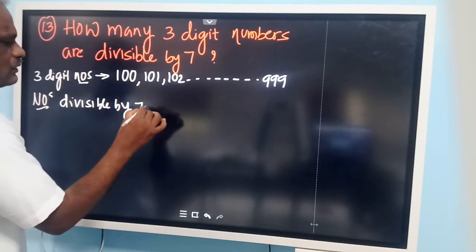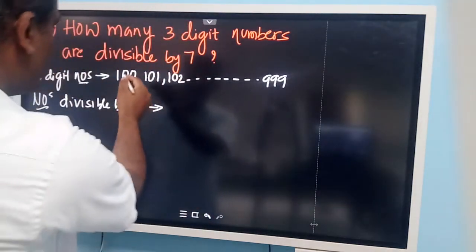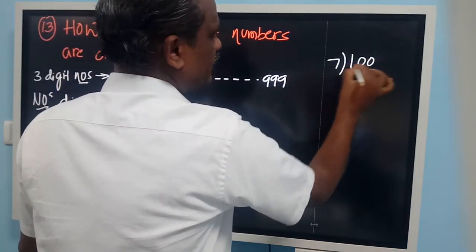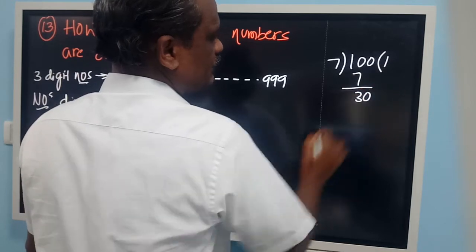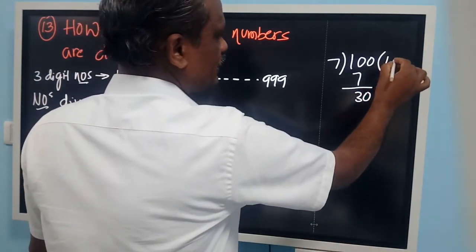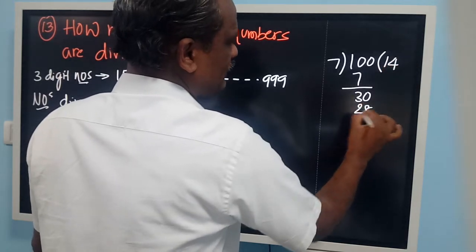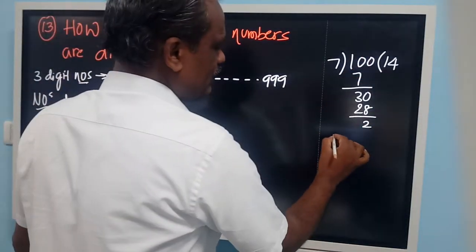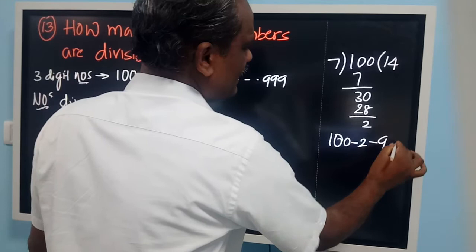So we want to list them out. How to find the numbers divisible by 7? First you divide this 100 by 7. 7 ones are 7, 3, 30, 7 fours are 28, 2 remains. Now if you subtract 2 from 100, what happens? 100 minus 2 is 98.